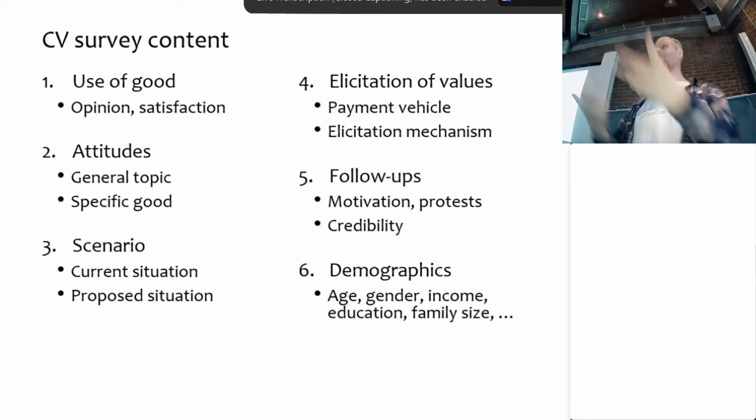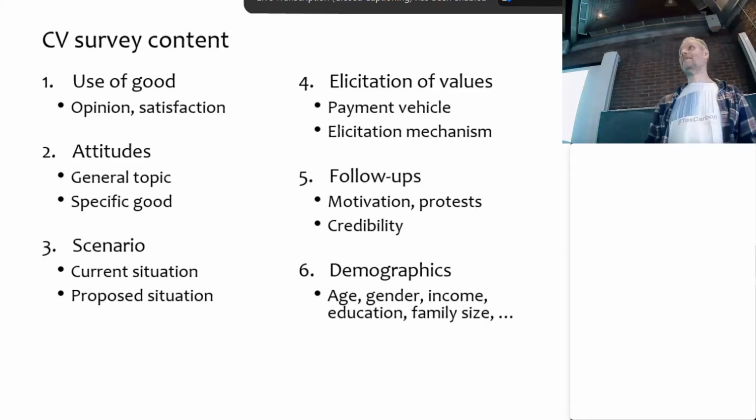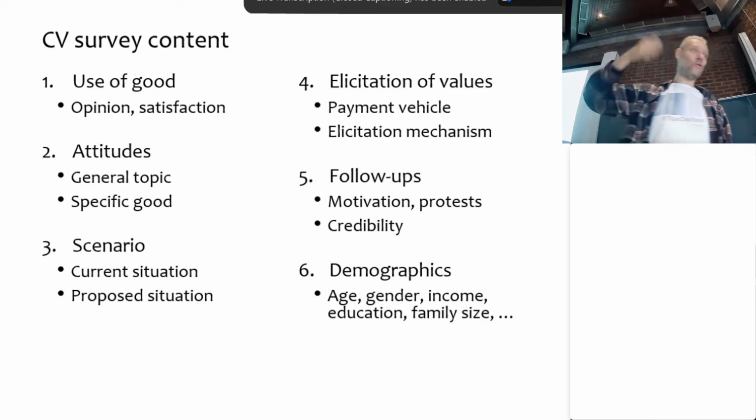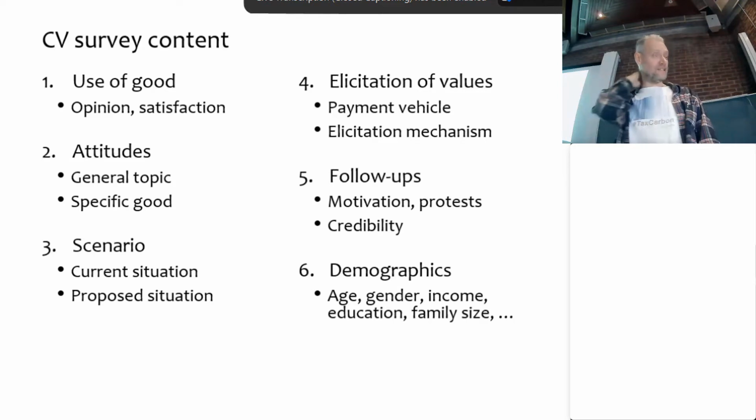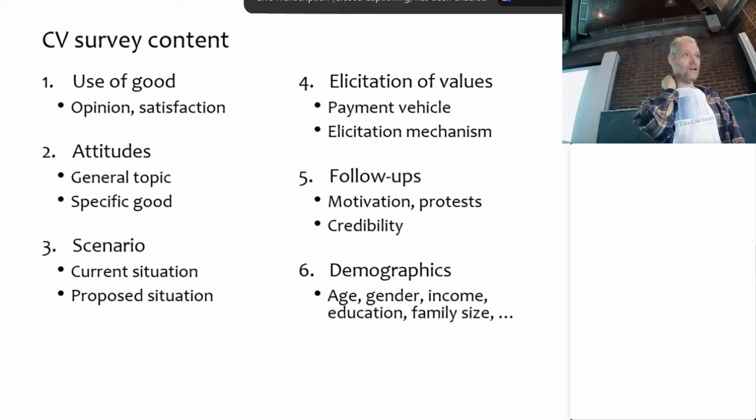You need to describe that in ways that relate to people and that they actually understand it. And then you need to ask them, so how much are you willing to pay extra for the proposed situation? You need to decide on the payment vehicle and the elicitation mechanism. I'll get back to those.